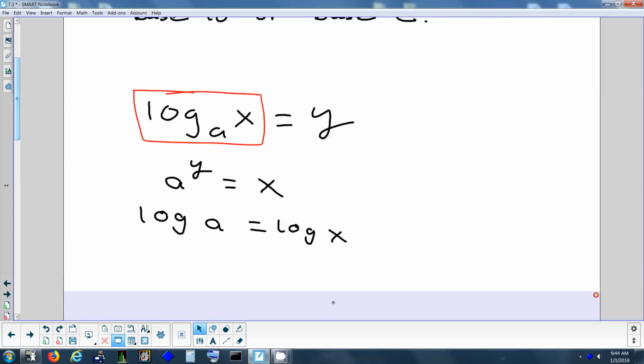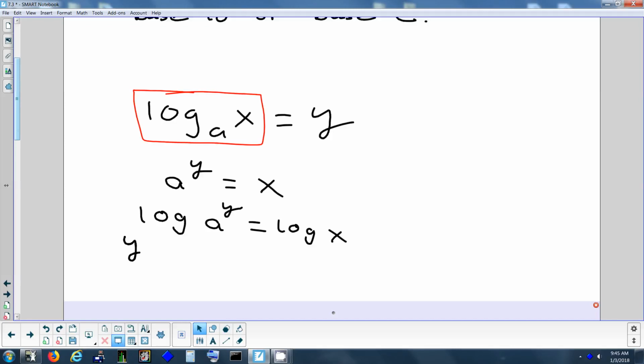Let me try to write it clearly. Now, I wrote the log on both sides, but I didn't put a base. So what base did I just use? 10. Okay, I just took the log base 10 of both sides. Now, I have a y sitting up there as an exponent. What can I do with that y, using a rule we just learned? Right, I can put it in front.